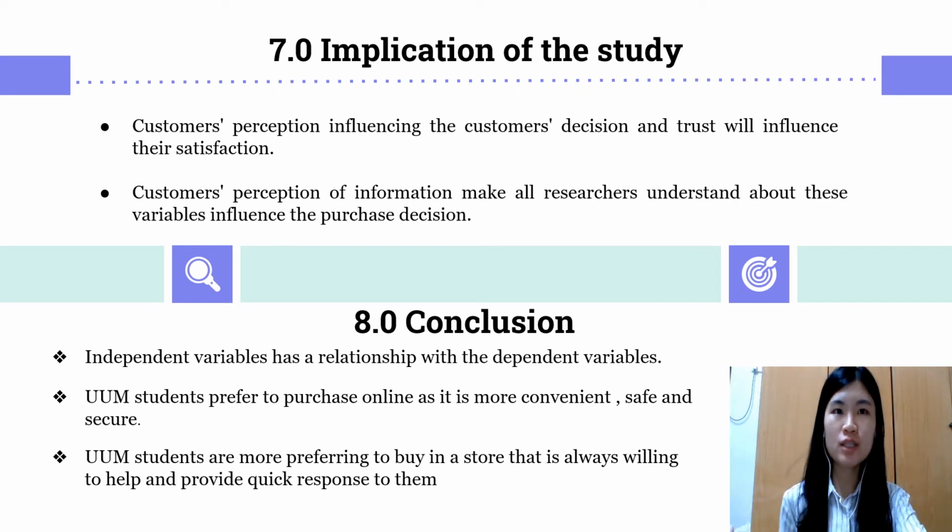For the implication of the research, the findings from our study can be a reference guide for other researchers on the adoption of customer perception of e-service quality in an online bookstore. This is because customer perception influences the customer's decision, as what they believe and trust will influence their satisfaction. This study will also be an important reference for institutions to investigate how the perception of e-service quality influences purchase decisions. The outcome can provide useful data on customer perception and help researchers better understand how these variables influence the purchase decision.